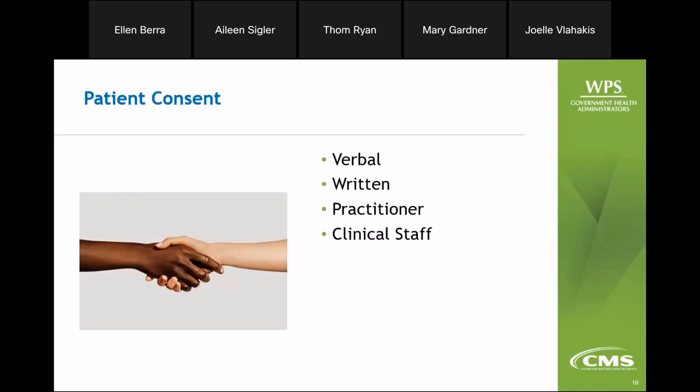So you can see here on your slide and in your handout, this consent can be verbal or written. It can also be gathered by the practitioner, or it can also be gathered by that clinical staff who are going to be involved with that patient care.